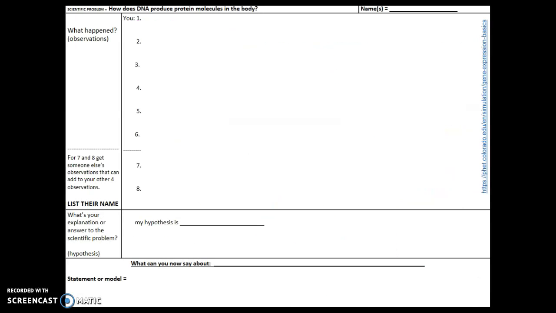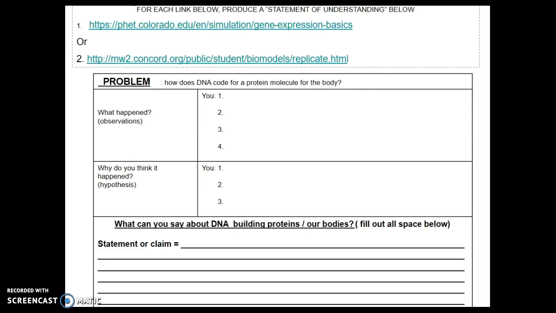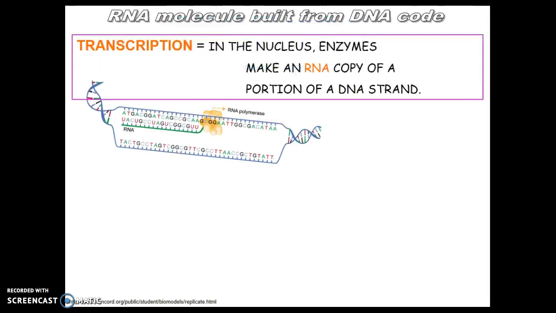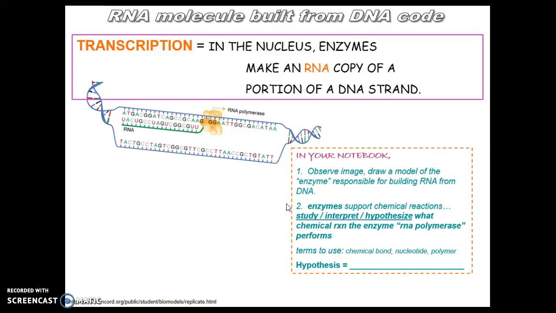You can skip this slide, and skip this slide, skip this one, and here's another slide for transcription. You can see it's the same. I just cut the most important piece for transcription out of there. It says transcription in the nucleus is where enzymes make an RNA copy of a portion of a DNA strand. Enzymes are a type of protein, like RNA polymerase. So RNA polymerase is an enzyme, or protein, that helps do work in the body. It says observe the image and draw a model of the enzyme. So it wants you to draw the RNA polymerase.